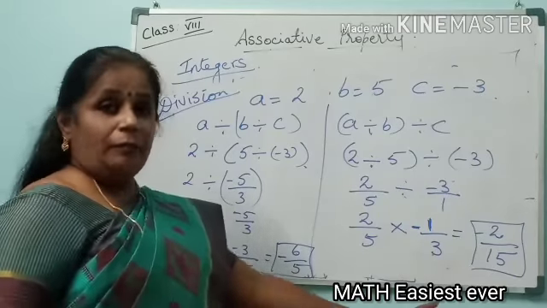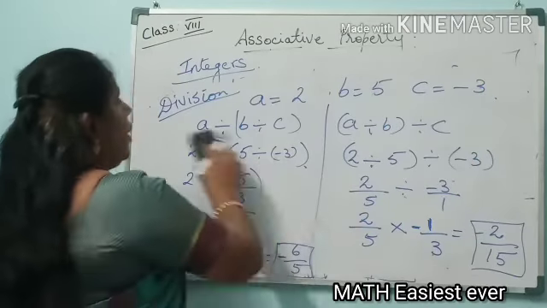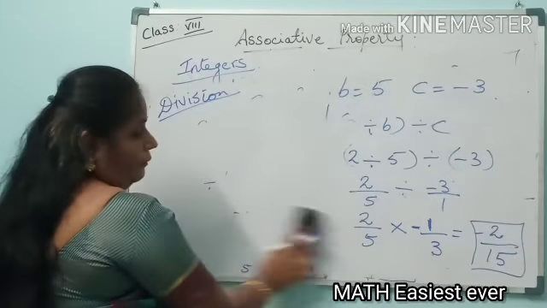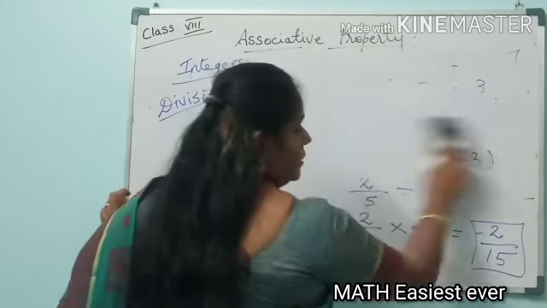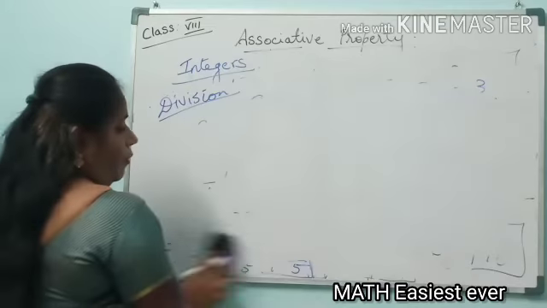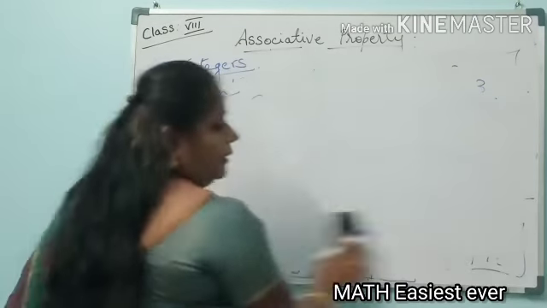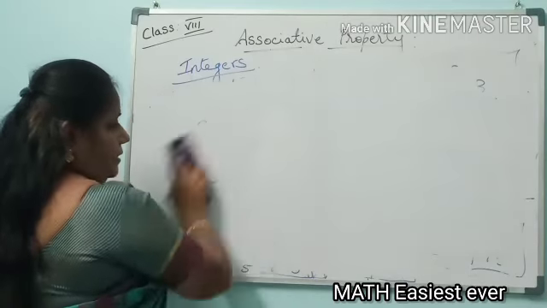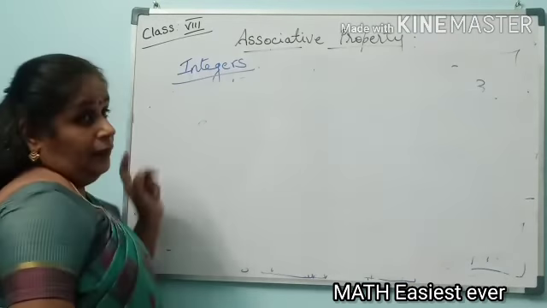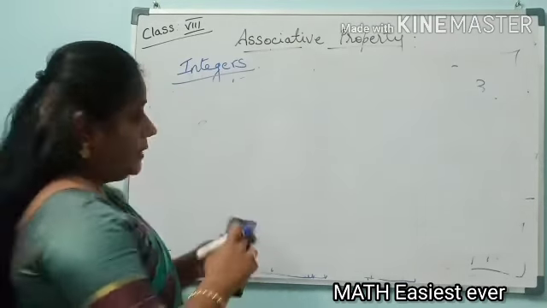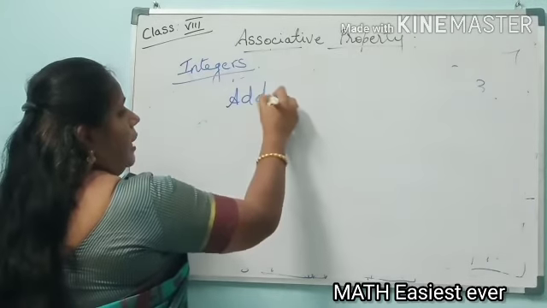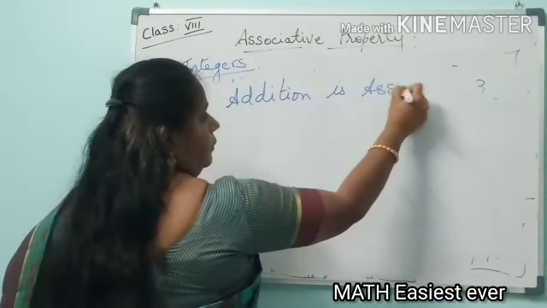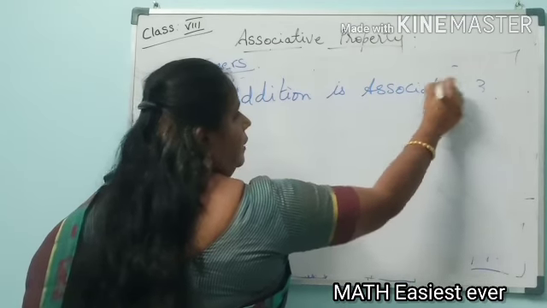Are they both the same? No, they are not the same. So what do you infer from this? Division is not associative for integers. So we'll come to a recap of all these things. Okay. Let's recap. What is associative under integers? Previously we saw under whole numbers. Under integers, addition is associative, isn't it? Addition is associative.